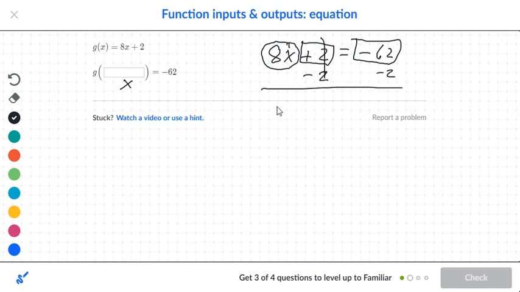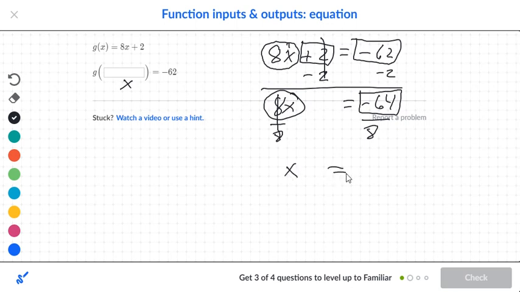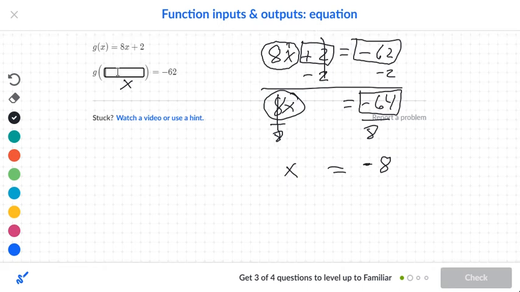Cross out. So this is 8x. This is a negative 64. If I check this, I have one circle and one box. Divide both sides by 8. Cross out. This is x. 64 divided by 8 is 8, but you do have one negative sign, so it makes it a negative 8. So g of x would equal a negative 8.